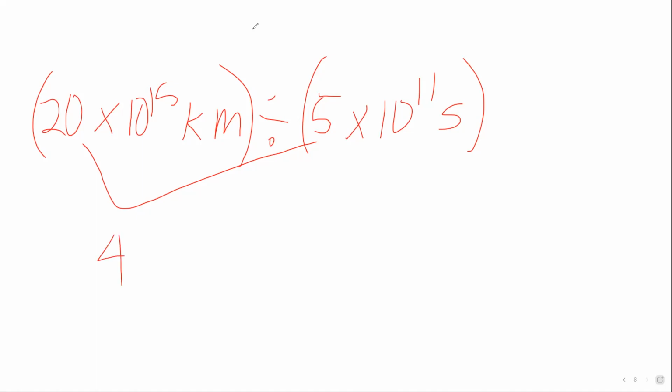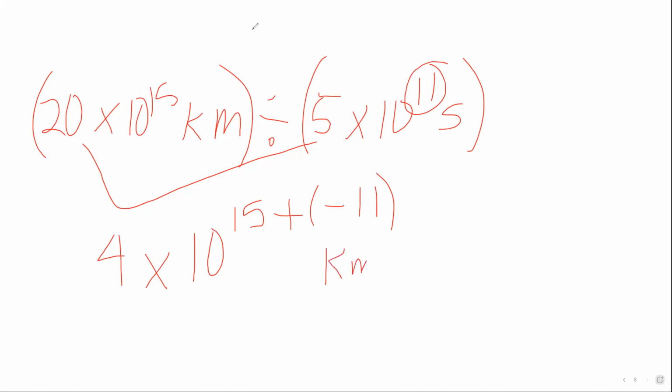That's 4, right? All right, now multiplying 10 to the 15th. Remember, it is the reciprocal of that comes up. So plus negative 11, right? And this is going to be kilometers per second. So this is already in good sig figs, so we'll leave it alone. And it's in good scientific notation, so we don't have to worry about that anymore. So 15 minus 11 is really what it is, 4. And that's kilometers per second.